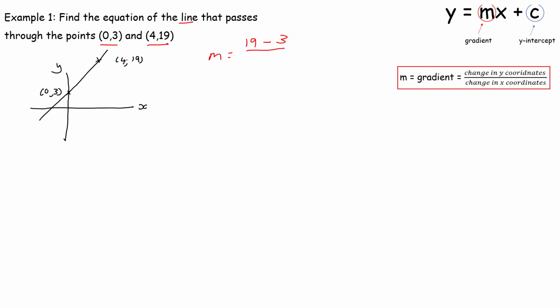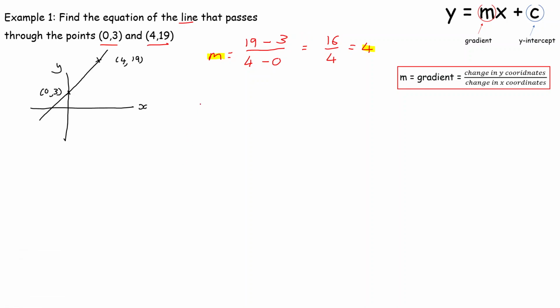Because I started with this coordinate first, let's start here again. My x-coordinate is 4, take away my other x-coordinate, which is 0. So 19 take away 3 is 16. 4 take away 0 is 4. 16 divided by 4 is 4. So the gradient between these two points, (0, 3) and (4, 19), is equal to 4. Again, you could have done 3 take away 19 over 0 take away 4, because then you would have got minus 16 over minus 4, which again is plus 4. It makes no difference, but I'm just trying to make it as easy as possible for myself.